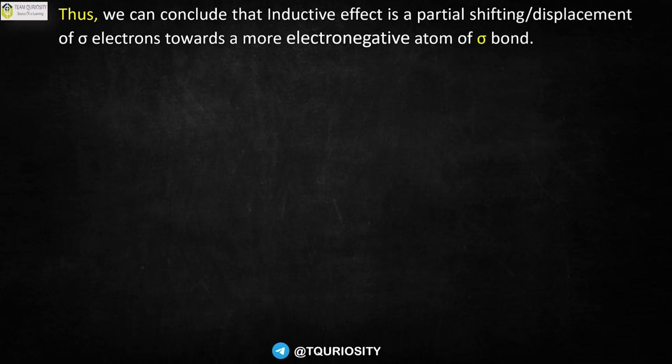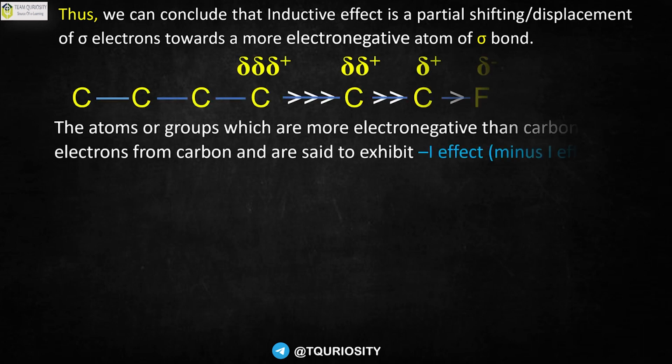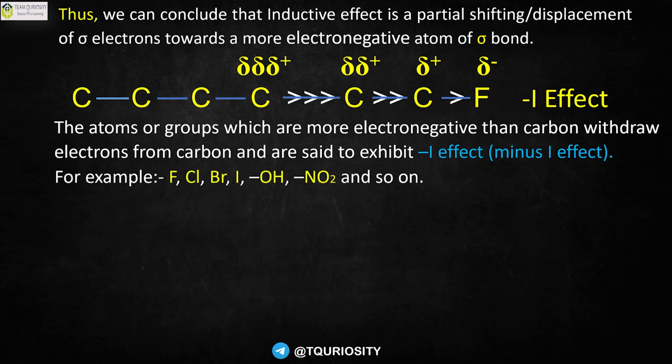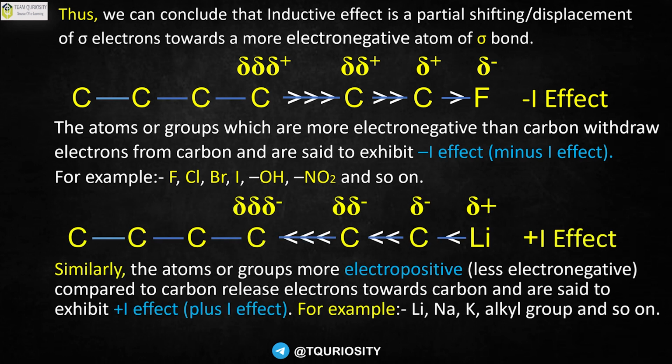So, we can conclude that inductive effect is a partial shifting or displacement of sigma electrons toward a more electronegative atom in a sigma bond. The atoms or groups which are more electronegative than carbon withdraw electrons from carbon and are said to exhibit minus I effect. For example, fluorine, chlorine, bromine, iodine, hydroxide, nitro, etc. Similarly, the atoms or groups which are more electropositive compared to carbon release electrons towards carbon and are said to exhibit plus I effect. For example, lithium, sodium, potassium, alkyl group, and so on.